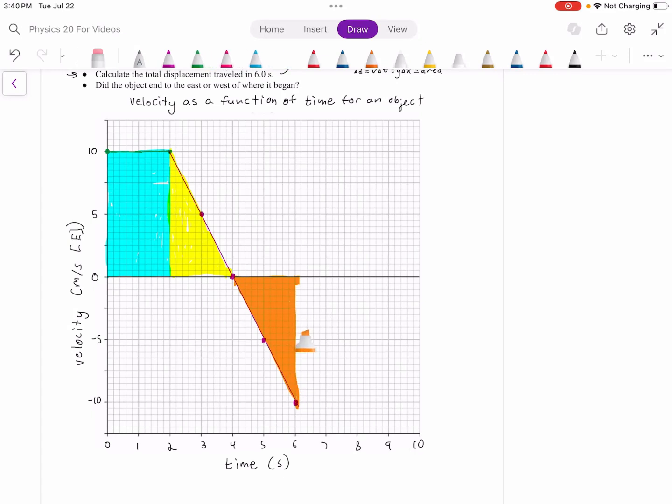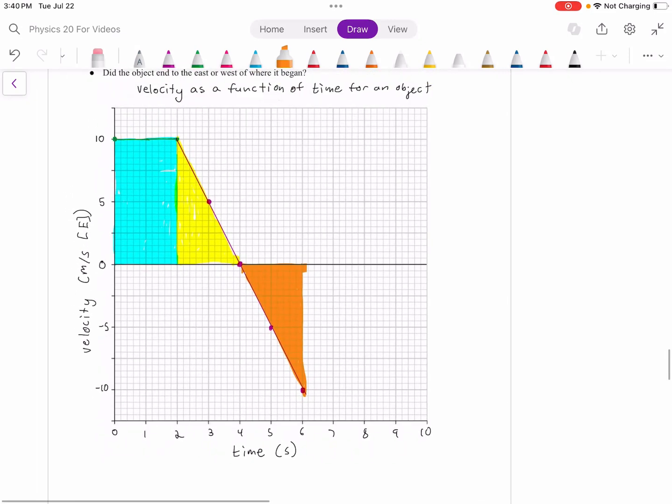Well, velocities can be negative, right? And again, that actually makes a ton of sense because during this portion here, which way was it moving? It was moving to the west, right? It had a negative velocity. So it's covering a westward displacement during this portion, right? During this time, it is moving to the west, okay? So that portion of the displacement should be negative.